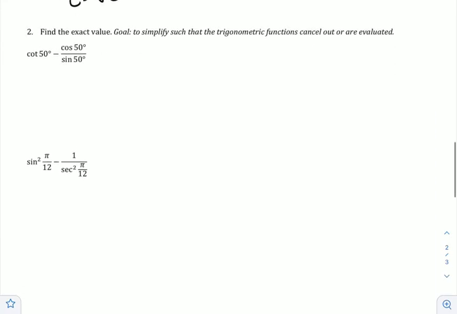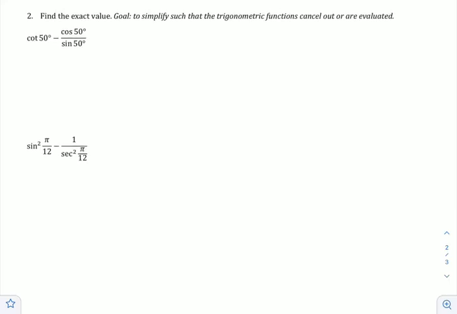All right, let's look at one more example. We want to find the exact value. You're going to see these types of problems and this type of instruction a lot. So I wrote a little goal to help you remember what you're trying to do when you see this instruction, which again is going to be very common for the entire semester. Your goal is to simplify such that the trig functions cancel out or are evaluated. We are going to be working with our golden angles, and that's going to come in the next few videos. But if it's not a golden angle, you can also play around with the identities.